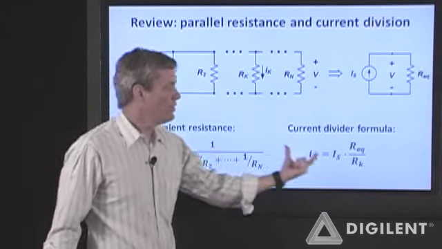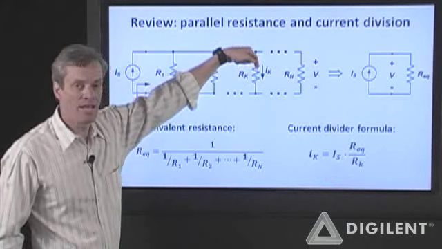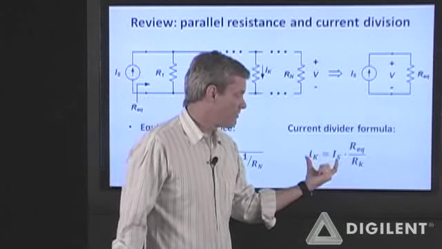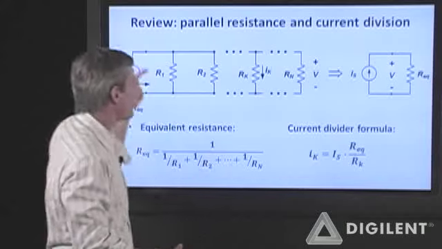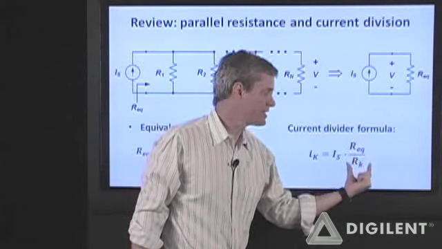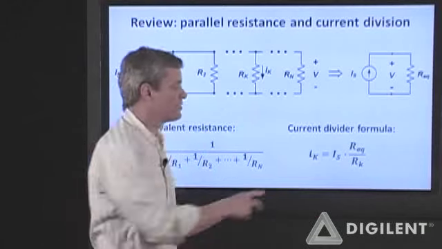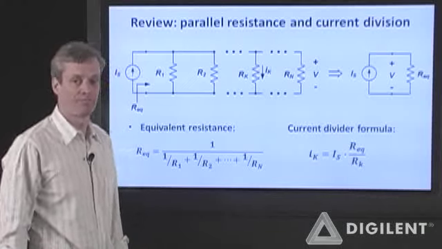I can also use a current divider formula to find the current through any individual resistor in this combination. That equation is that the individual current is the total current into this combination times the equivalent resistance divided by this individual resistance. We've kind of inverted our previous voltage divider relationship.